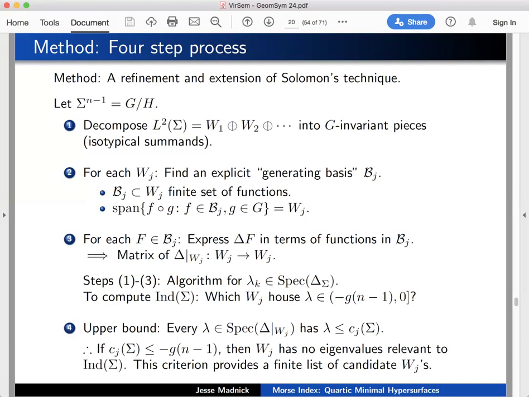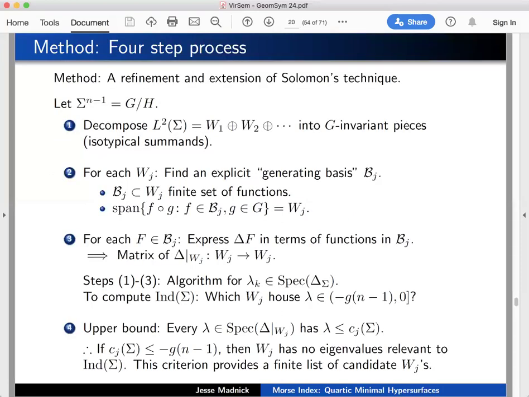Okay, so this was essentially Solomon's method. Solomon had steps 1 through 3, but he didn't need step 4 because, again, he had this explicit formula. So our extension is step 4, and we've taken steps 1 through 3 and made them slightly more algorithmic.